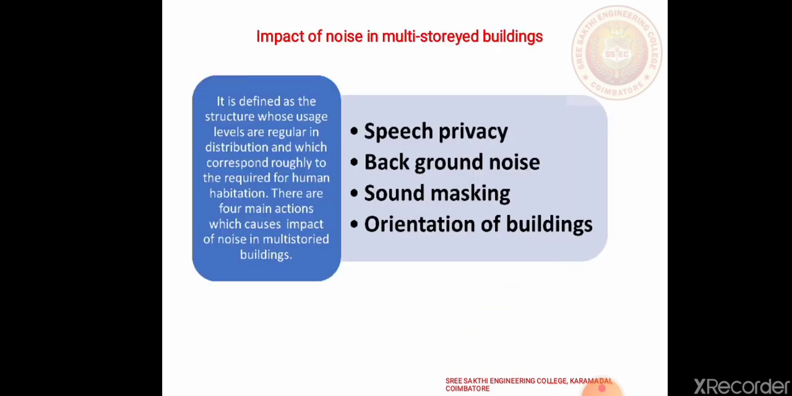The next heading is impact of noise in multi-storied buildings. It is defined as a structure whose usage levels are regular in distribution and which correspond roughly to the requirements for human habitation. There are four main factors which cause impact of noise in multi-storied buildings. They are speech privacy, background noise, sound masking, and orientation of buildings.